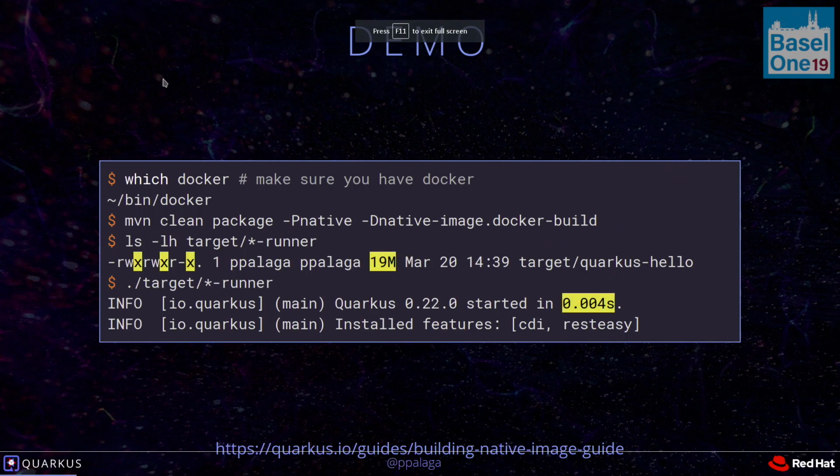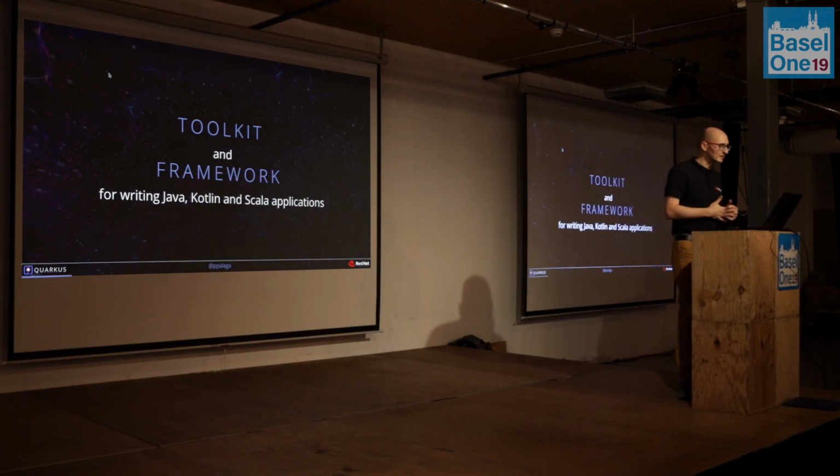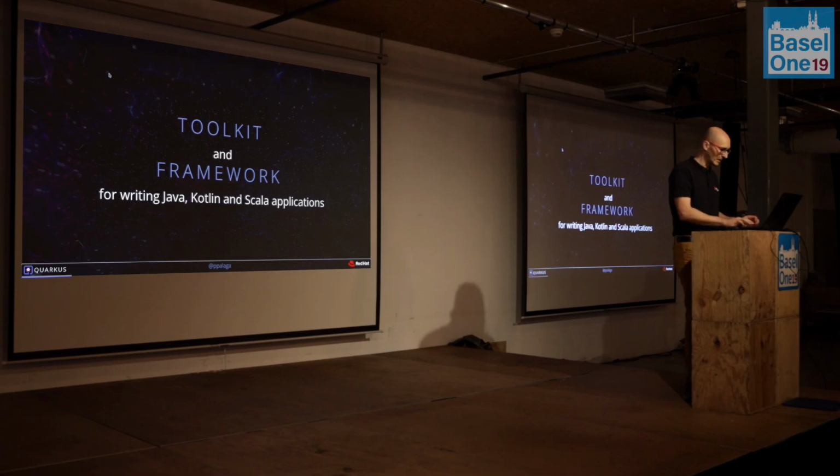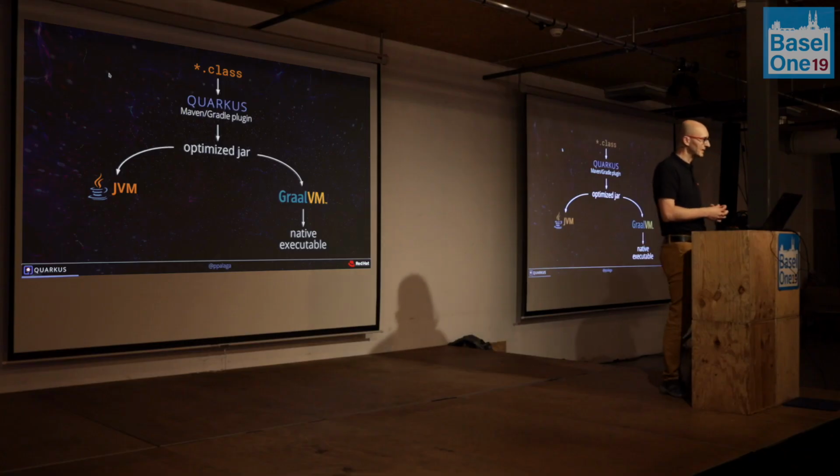So, what is Quarkus? Quarkus is a toolkit in the first place and a little bit of framework for writing Java, Kotlin, and Scala applications. When I say that it's a toolkit, this is why: the way you, as an application developer, are supposed to interact with Quarkus is through having it as a part of your Maven or Gradle setup. There's a Maven or Gradle plugin that does the magic for you.